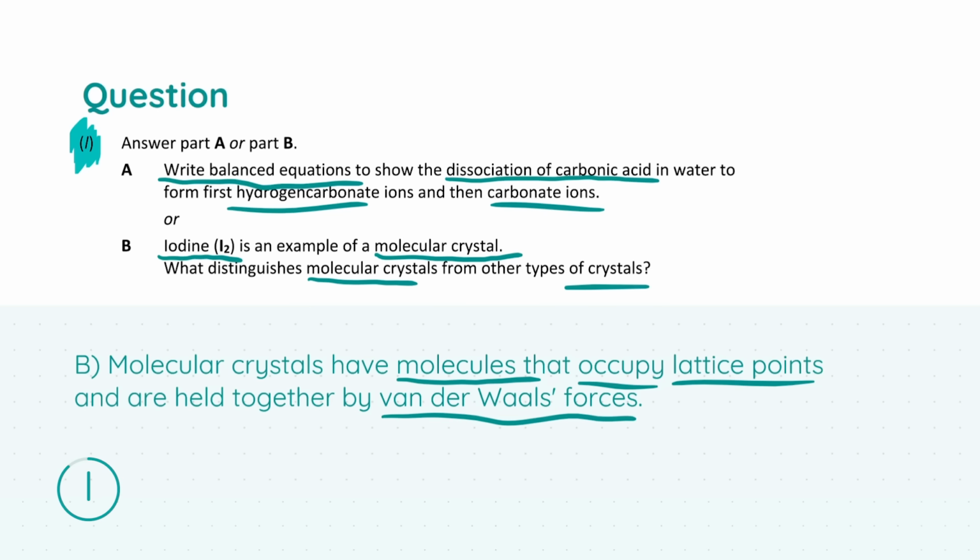The real takeaway is that molecular crystals are distinguished by the fact that they have molecules that occupy lattice points, and they also are held together by intermolecular forces. In my example here, I'm saying van der Waals forces. Similarly to all the other questions, there was a total of 6 marks going, and you got 3 marks for the point about the lattice points, saying that the molecules occupy these lattice points, and then you got another 3 marks for mentioning the intermolecular forces required to hold the whole thing together. So yeah, that's how you get your 6 marks for this part.